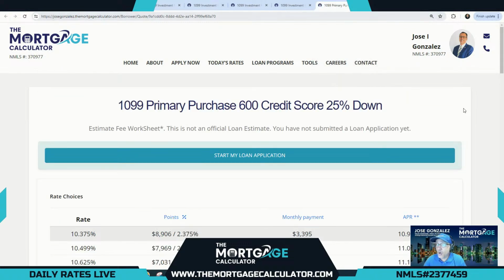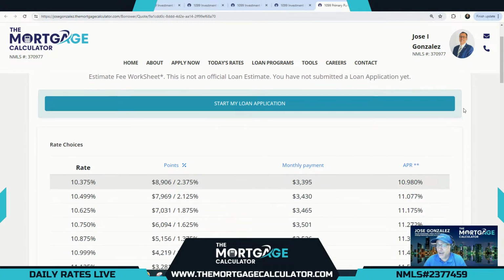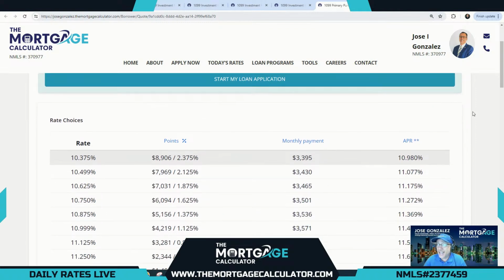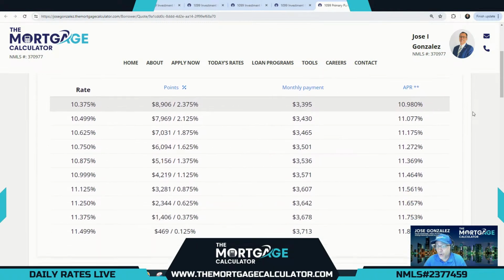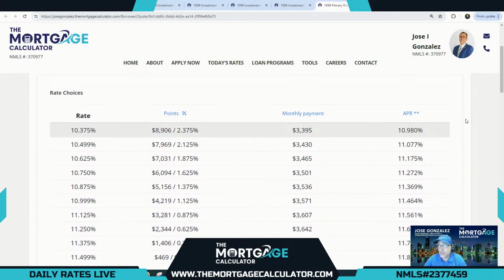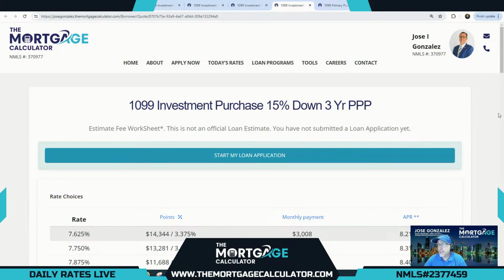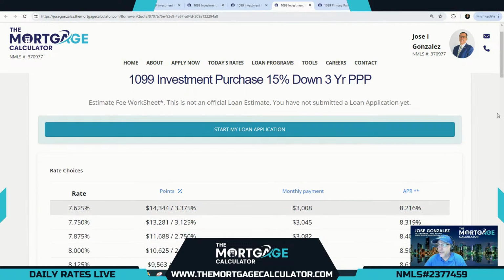And for our low FICO score option, we can go down to a 600 credit score here with only 25% down for your 1099 loan. So this is for our primary, and 11.499 is almost at par, and you can buy that down to 10.375%. And our investment property options, first we're pricing it down with a 3-year prepayment.